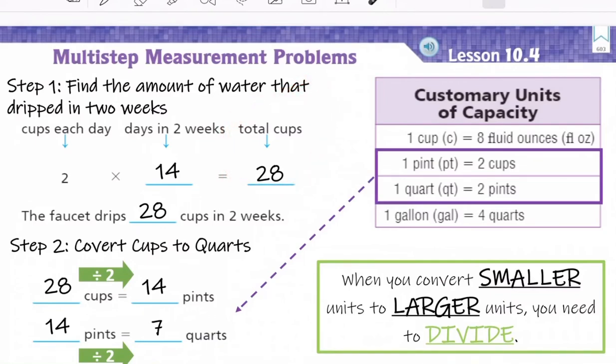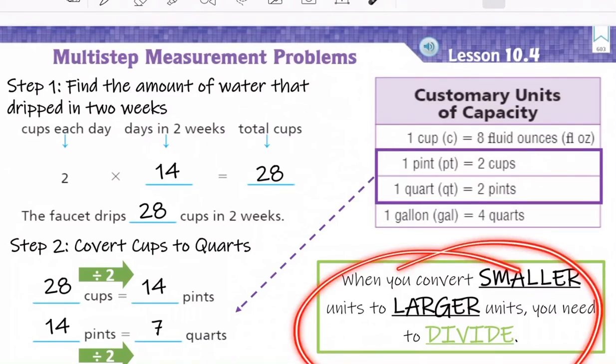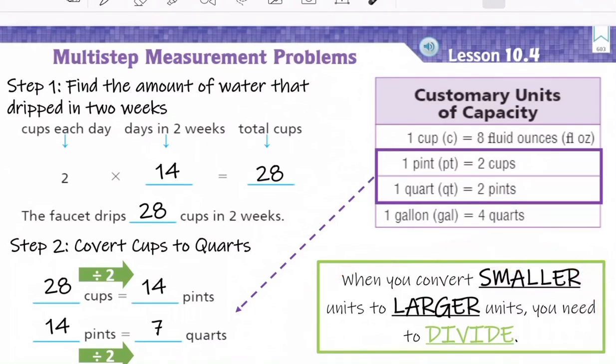Step 2, we need to convert cups into quarts. So we start with cups, basically here. And we know that there's 2 cups in 1 pint. Now we're going from cups to quarts. We're going to be dividing, smaller to larger unit. What we're going to be dividing is 2. We need to find the amount of pints, and we know that there's 2 cups in 1 pint. So we divide by 2. So 28 cups equals 14 pints.